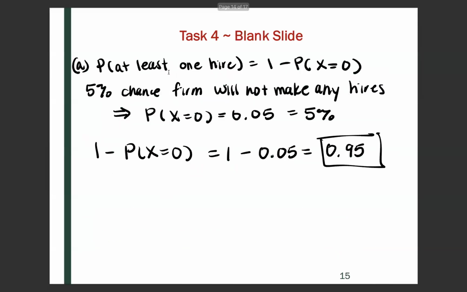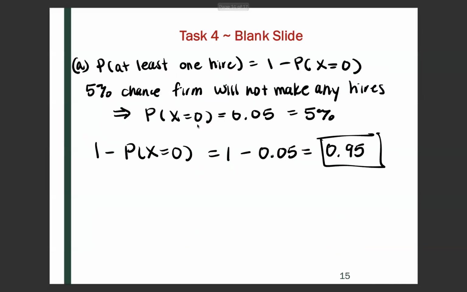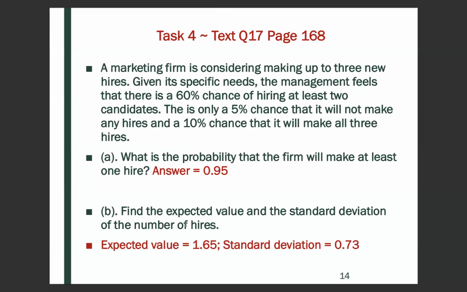So the probability that the firm will make at least 1 hire is 1 minus the probability that x equals 0, meaning that they won't make any hires. And we were told that there's a 5% chance that they won't make any hires. So the probability that x equals 0 is 0.05 or 5%. So if you do 1 minus 5% or 0.05, you get 0.95, which is the answer.